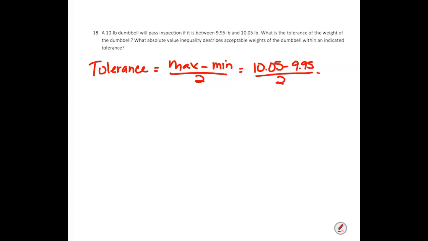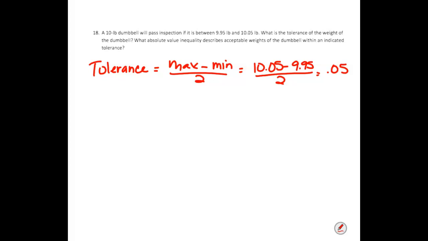To calculate tolerance, we take the maximum allowed minus the minimum allowed and cut it in half. So if we worked through this with the specific numbers we're given, 10.05 minus 9.95 divided by 2 ends up being 0.05 or 5/100ths of a pound. So we are tolerant of that weight being anywhere either 5/100ths above the 10 pounds that it's marked or 5/100ths below that.